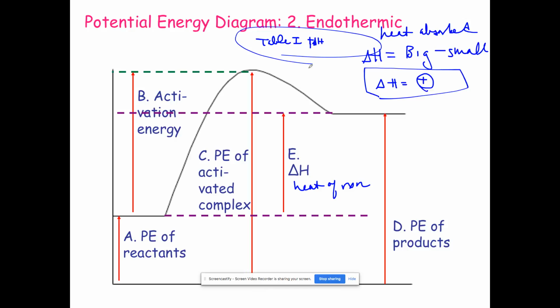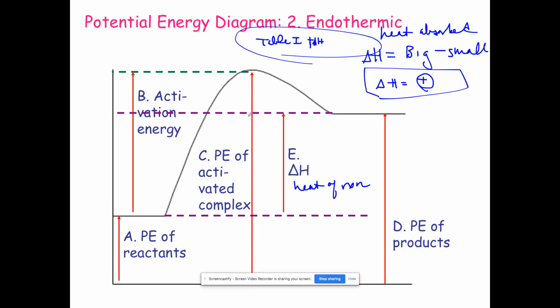So, for example, I have table I, so something like hydrogen gas and iodine gas combining to form hydrogen iodide gas. It says positive 53.0 kilojoules. So that would be an endothermic reaction, meaning it's going to absorb energy from the surroundings.